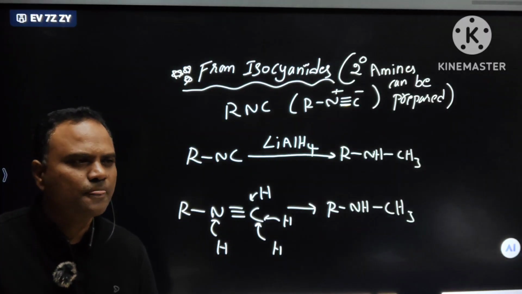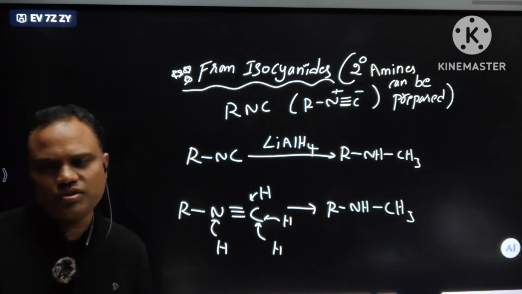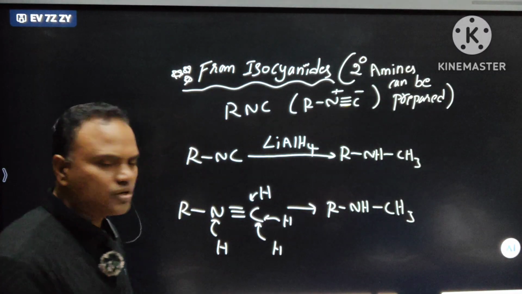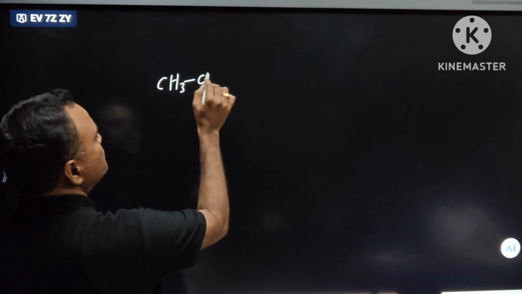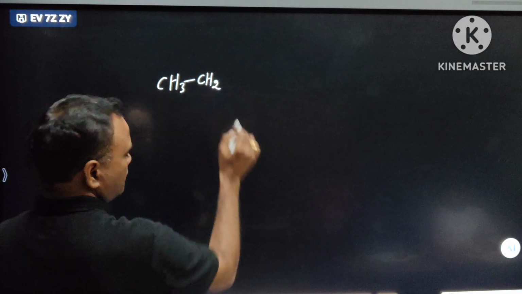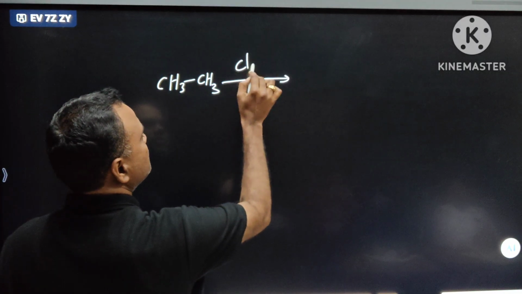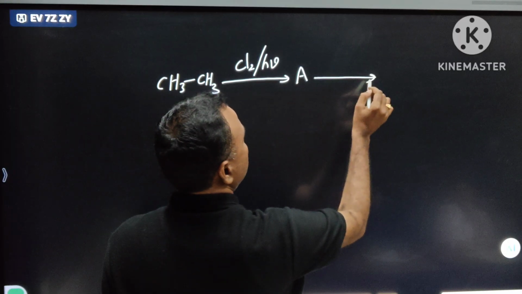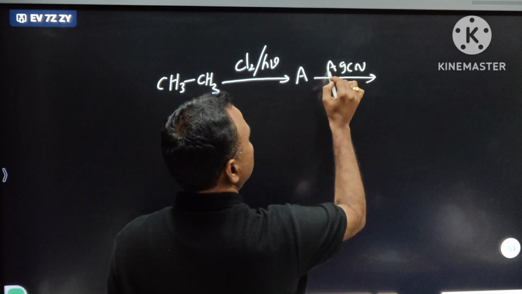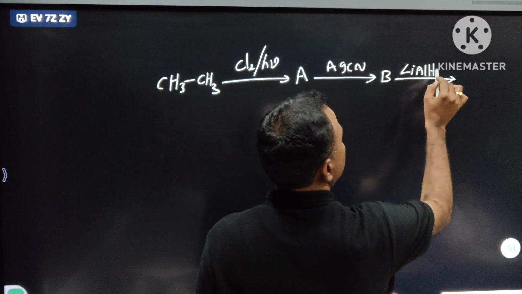Let us do one conversion. How to get isocyanate from alkyl halide? AgCN. Write one conversion type question. CH3CH3, Cl2, H nu. A, when treated with AgCN, will get B; when treated with lithium aluminum hydride, will get C.